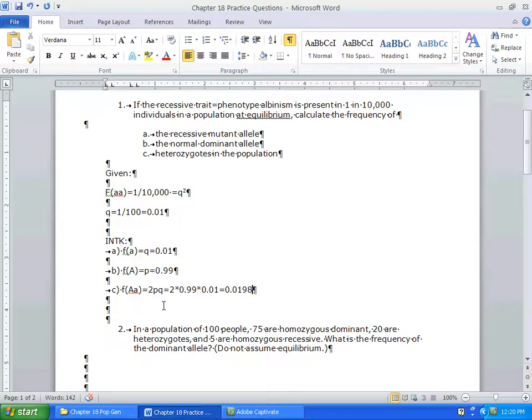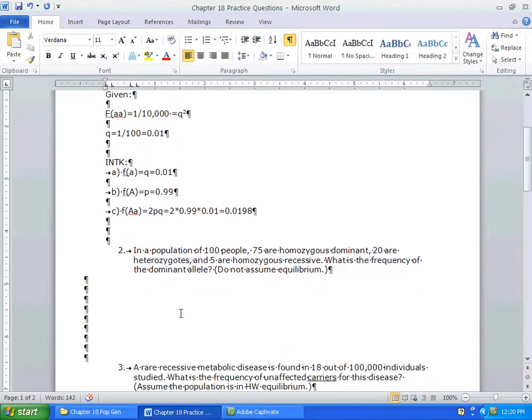So that's one way. That's a very typical problem that you might be given, is that you're given q squared, you're given a number for that, and then you're asked to solve for the other terms. The other type of question you might get is shown here, number 2. It says in a population of 100 people, 75 are homozygous dominant, 20 are heterozygous, and 5 are homozygous recessive. Those are genotypes. What's the frequency of the dominant allele in the gene pool?